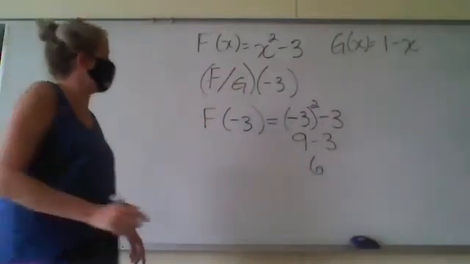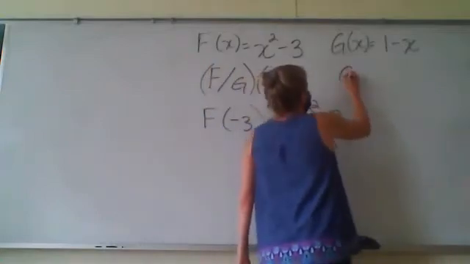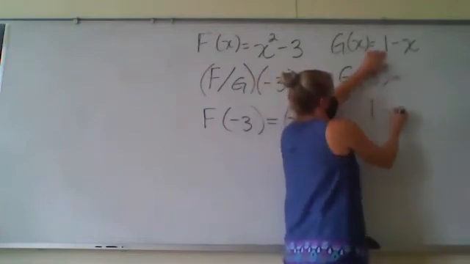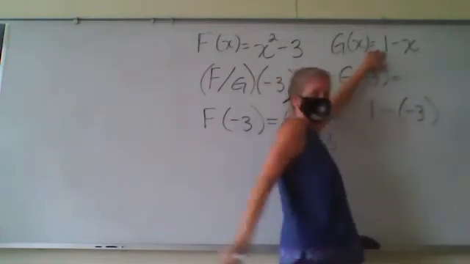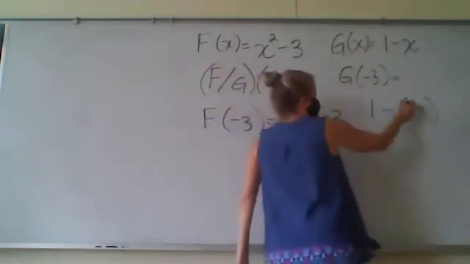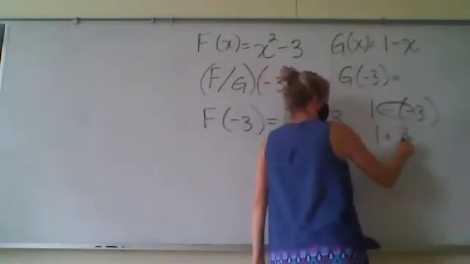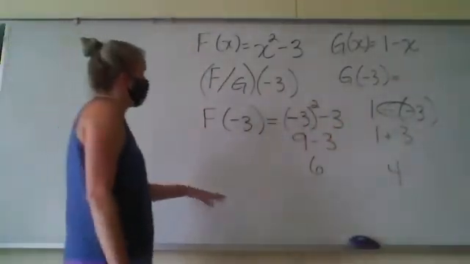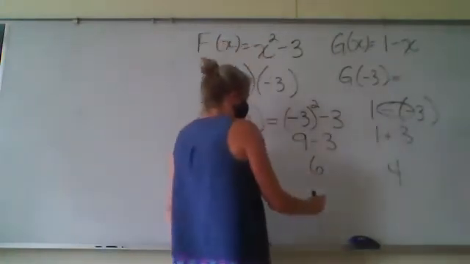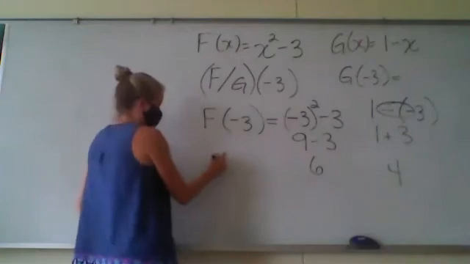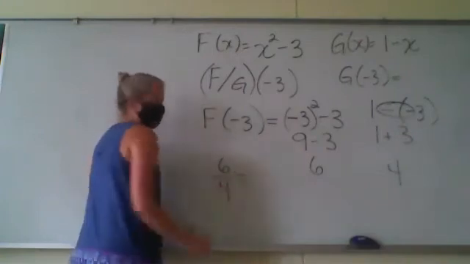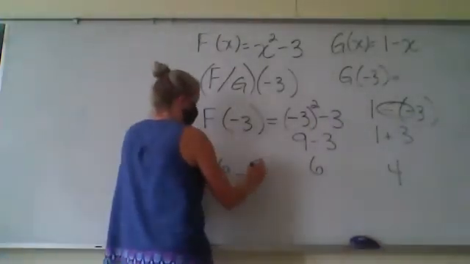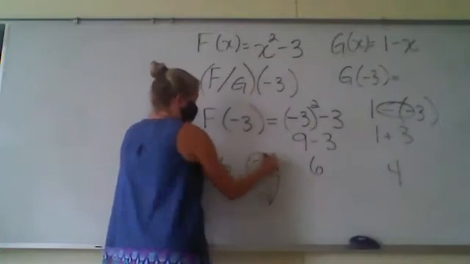Now go to your g and replace it with -3. That'll give me 1 minus, replace your x with -3, which really means 1 plus 3, which is 4. So my f answer ended up being 6. My g answer ended up being 4. It wants me to put the f over the g, so I'll put the 6 over the 4, and then I'll reduce that to write it in lowest terms. Since 2 goes into both of these numbers, we'll be able to reduce that to 3 over 2.